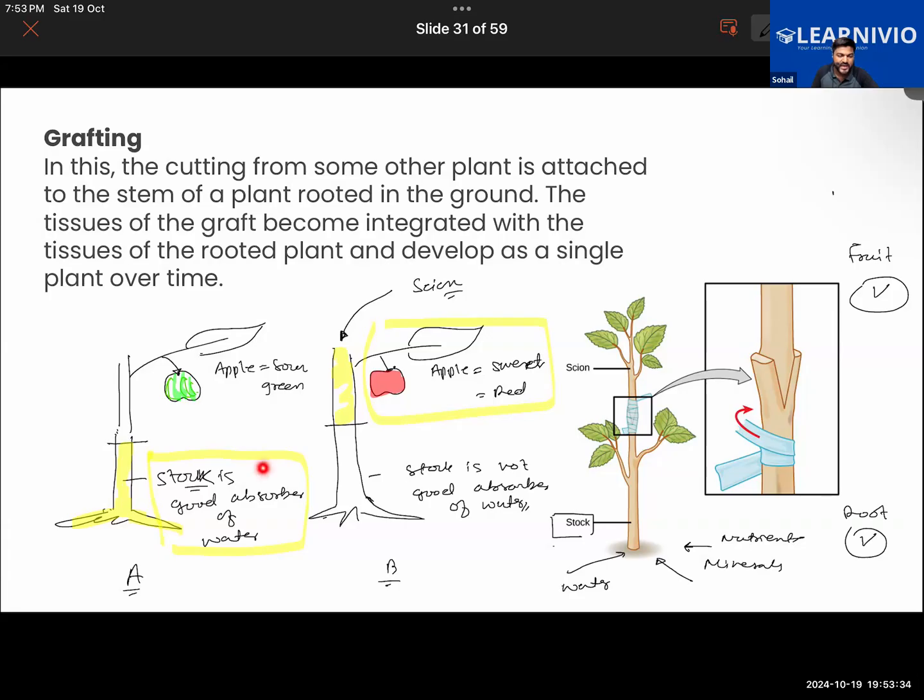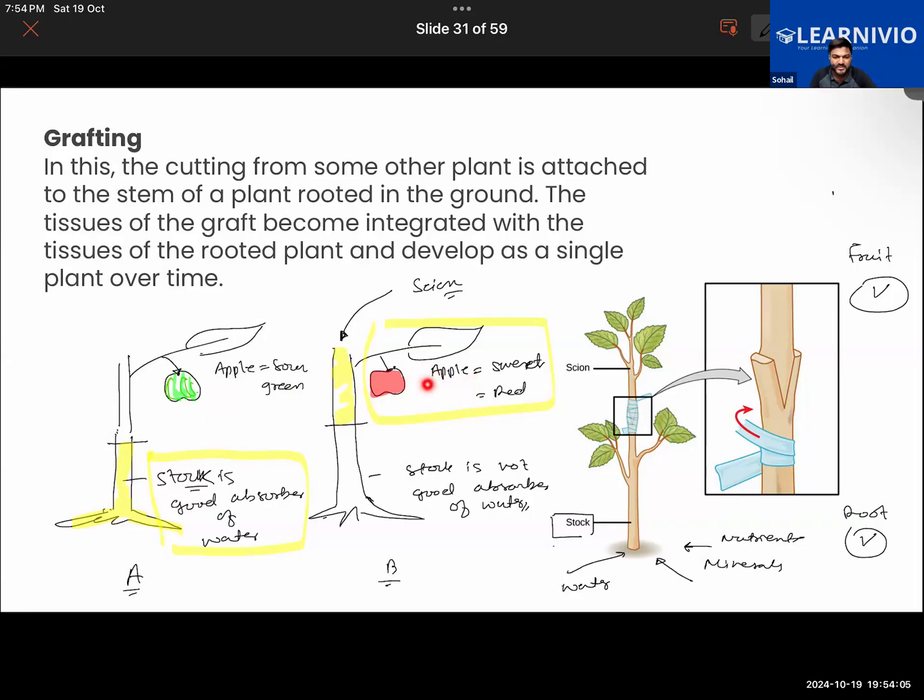We are saying that we had two plants, plant A and plant B respectively. The root system of plant A is very good. They are very good absorbers of water. The root is wide and it grows deeper into the soil. That is a good plus point. But the fruit that is growing on this plant is not of very high quality. It is sour and green, let's say. So that makes it less favorable.